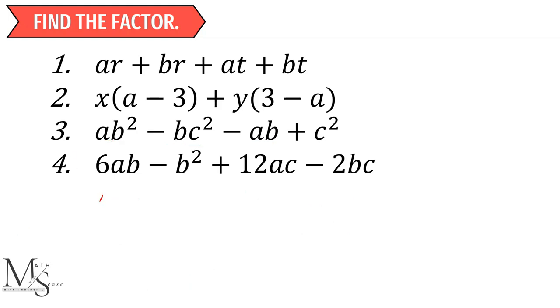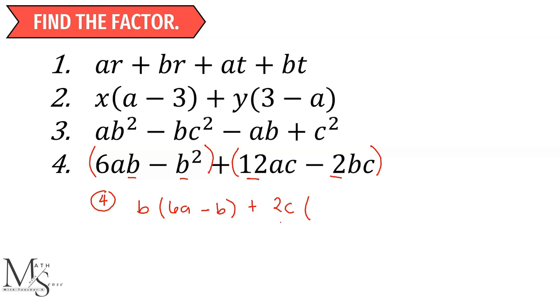Let's have the last number. So for number 4, we can group this and this one. For the first group, the common monomial factor is B. And then divide it. So 6AB divided by B is 6A, minus B squared divided by B is B. Plus the greatest common monomial factor of 12 and 2 is 2. And for AC and BC, the common is C. So let's divide. 12AC divided by 2C is 6A, minus 2BC divided by 2C is B.